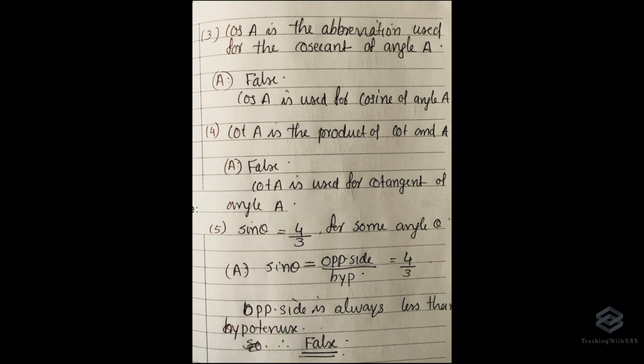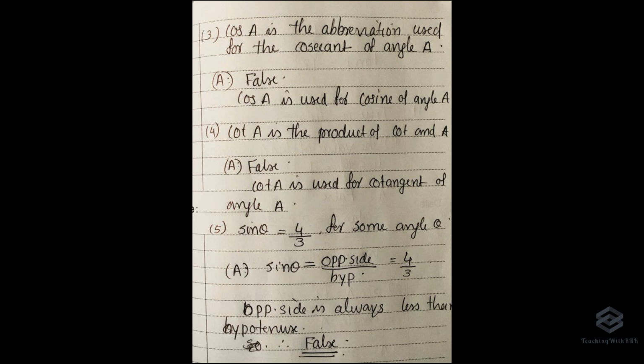Third statement, cos A is the abbreviation used for the cosecant of angle A. That is false, because cos A is used for cosine of angle A. Cosecant is cosec A, cosec. Fourth statement, cot A is the product of cot and A. That also false. Cot A is used for cotangent of angle A.